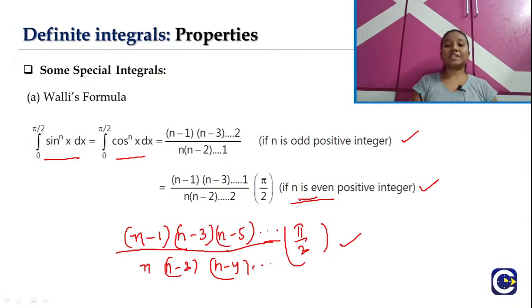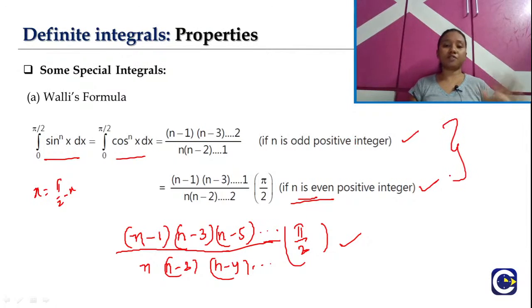So this is the difference when n is an odd positive integer and when n is an even positive integer. Instead of applying our property, like replacing x with pi by 2 minus x, simplifying it, then adding and integrating, instead of doing all these steps to get the integral value, we can directly apply the Wallis formula and get the definite value of the integral here. So it's as easy as that.